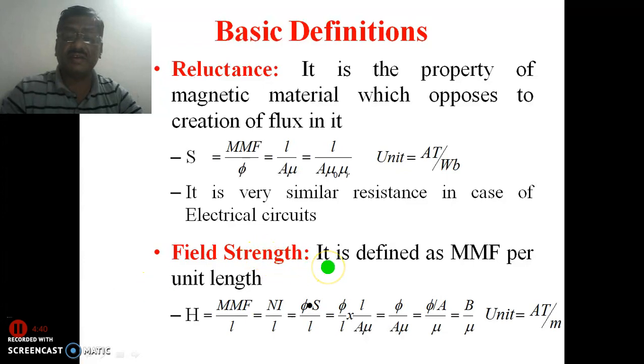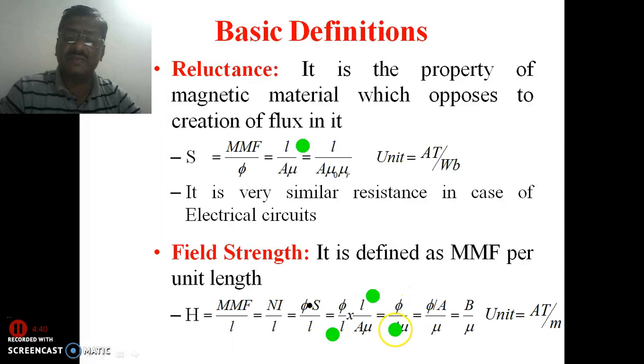Similarly, field strength is defined as the MMF per unit length of the magnetic path, and it is given by the expression H is equal to MMF upon L. MMF can be expressed as N into I divided by L, where NI can be expressed as phi into S divided by L. S is the reluctance, which can be written as L divided by A mu. Then in this case, this L will cancel with the L. The remaining thing is nothing but phi divided by A mu.